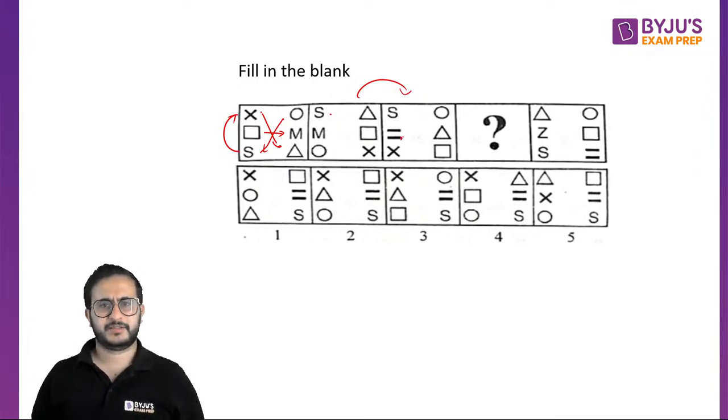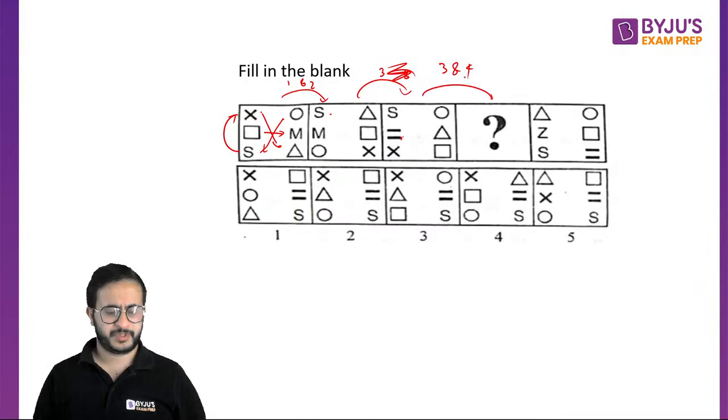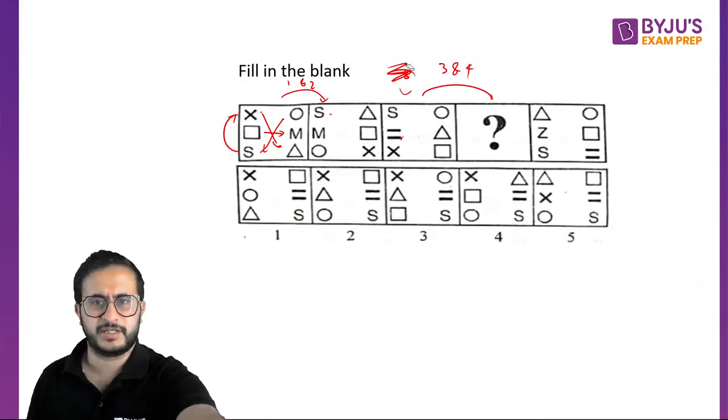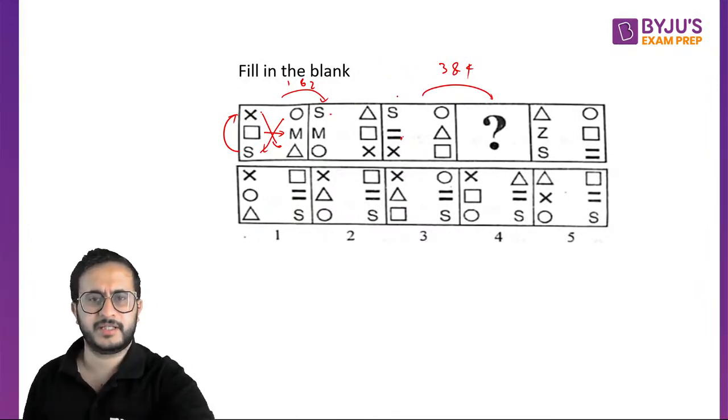So let us check that. One thing that we can check in some scenario is 1 versus 2, and similarly we will apply 3 and 4, but that should not be the right approach, because that is analogy then, right? That is not a series. So let us check that.